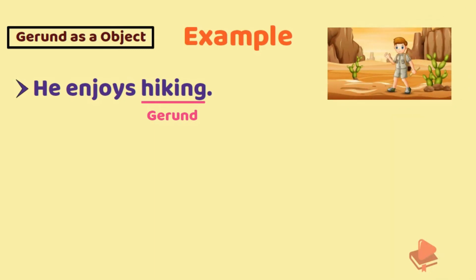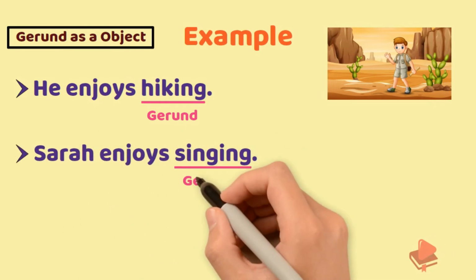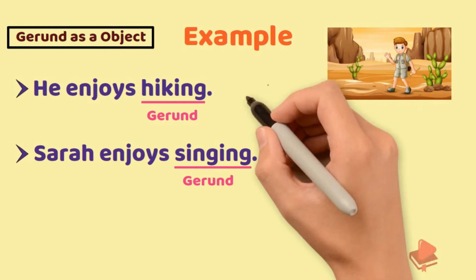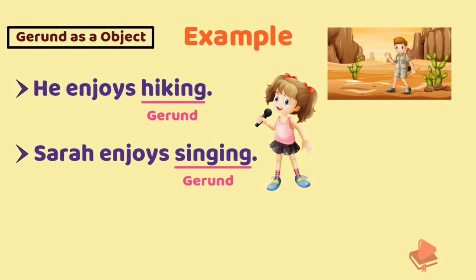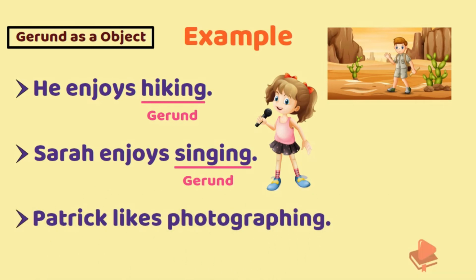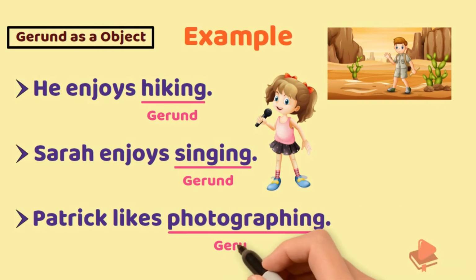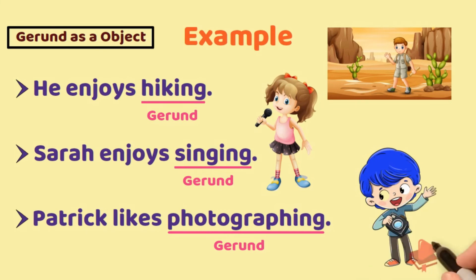The next example, Sarah enjoys singing. Here, singing is the gerund because it acts as an object in the sentence. Let's see one more example. Patrick likes photographing. Here, photographing is the gerund because it acts as an object in the sentence.